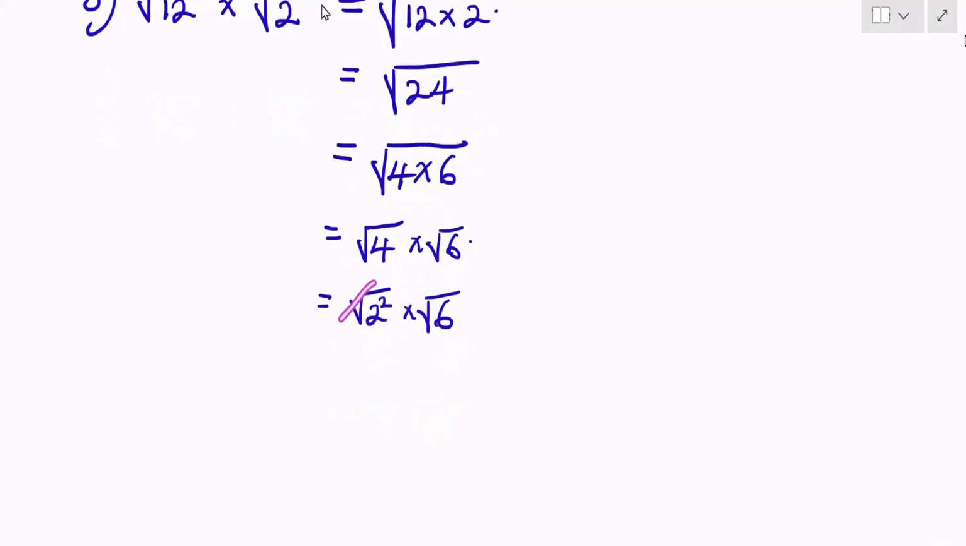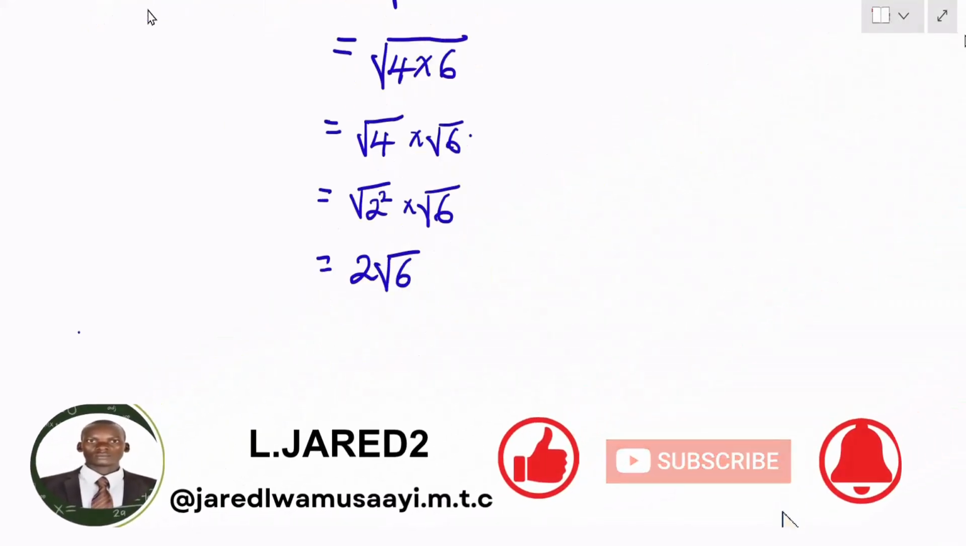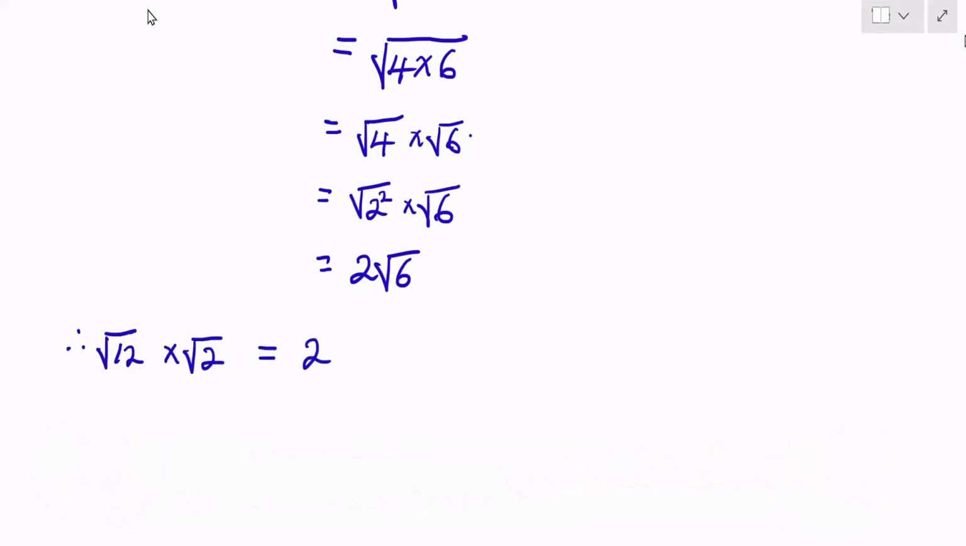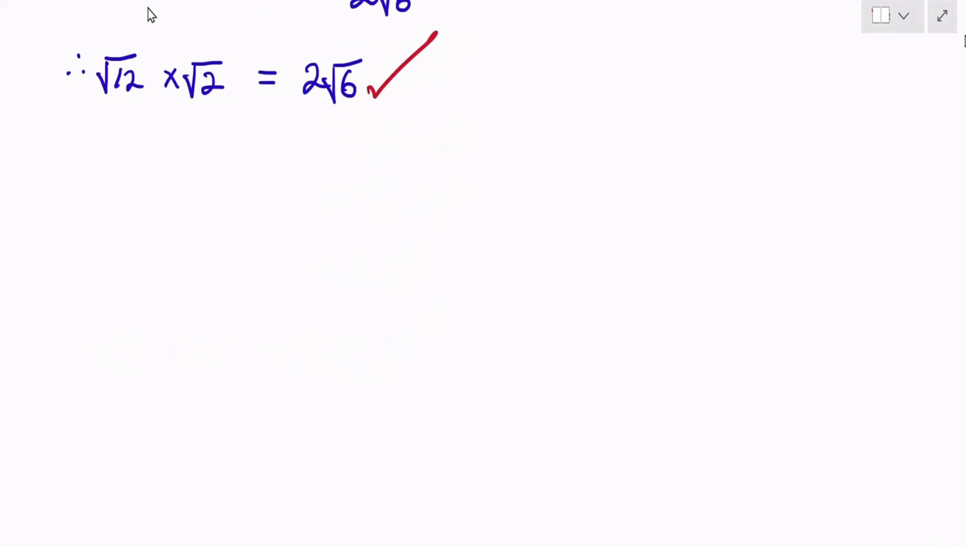So this square root is going to cancel with this 2, so that we remain with a 2 multiplied by the square root of 6. This implies that the square root of 12 multiplied by the square root of 2 is the same as having 2 multiplied by the square root of 6. This is our answer for number 5. We can go to number 7.